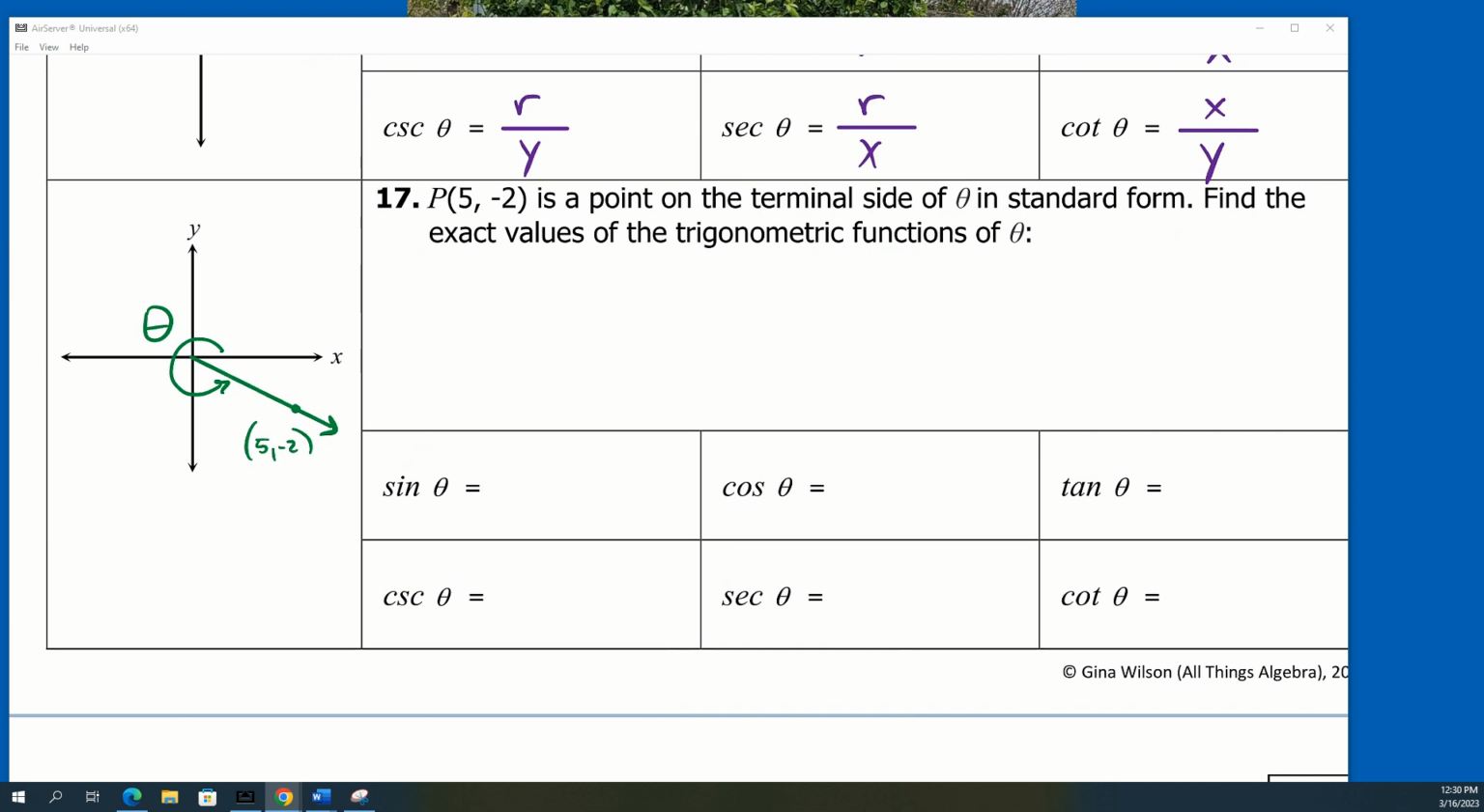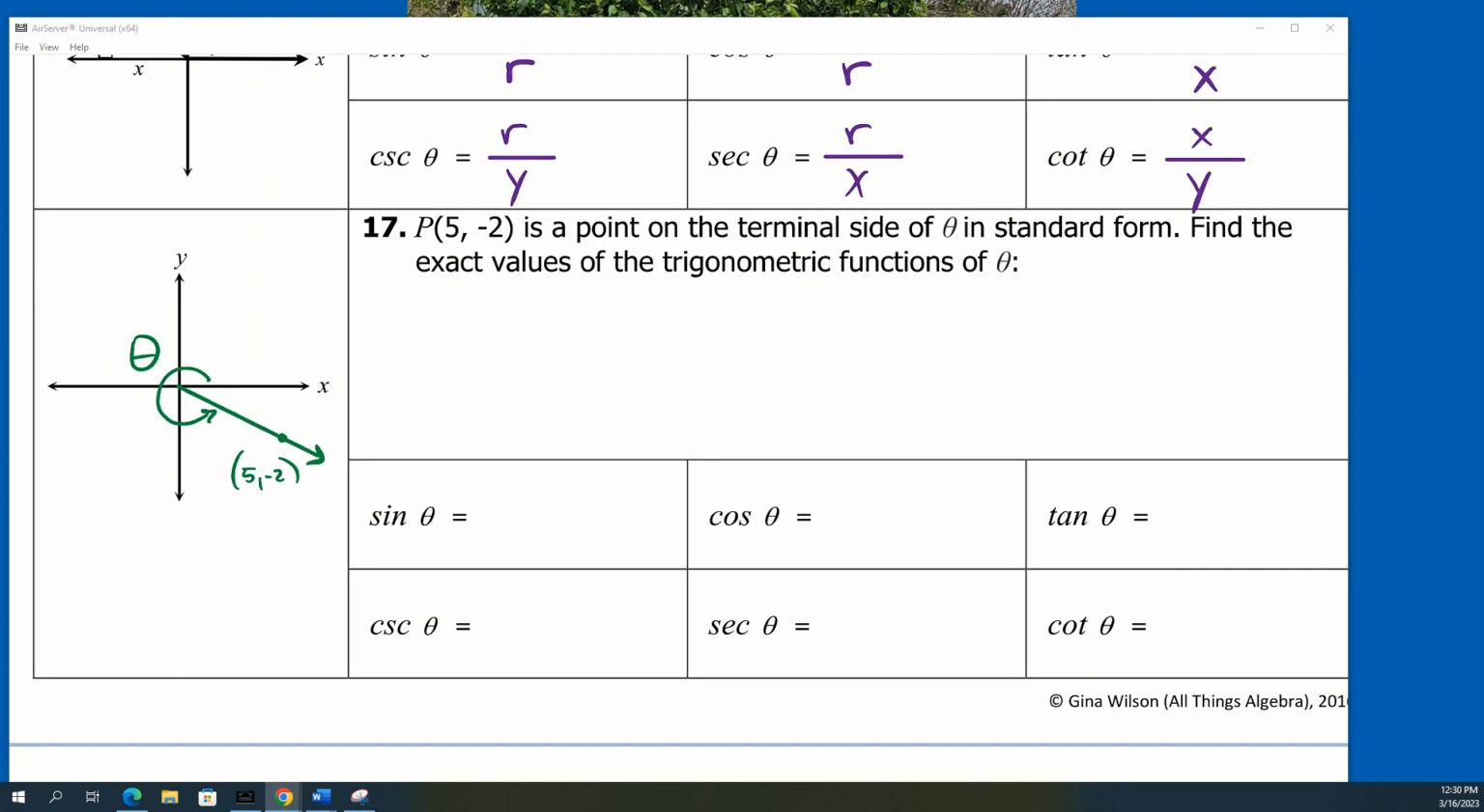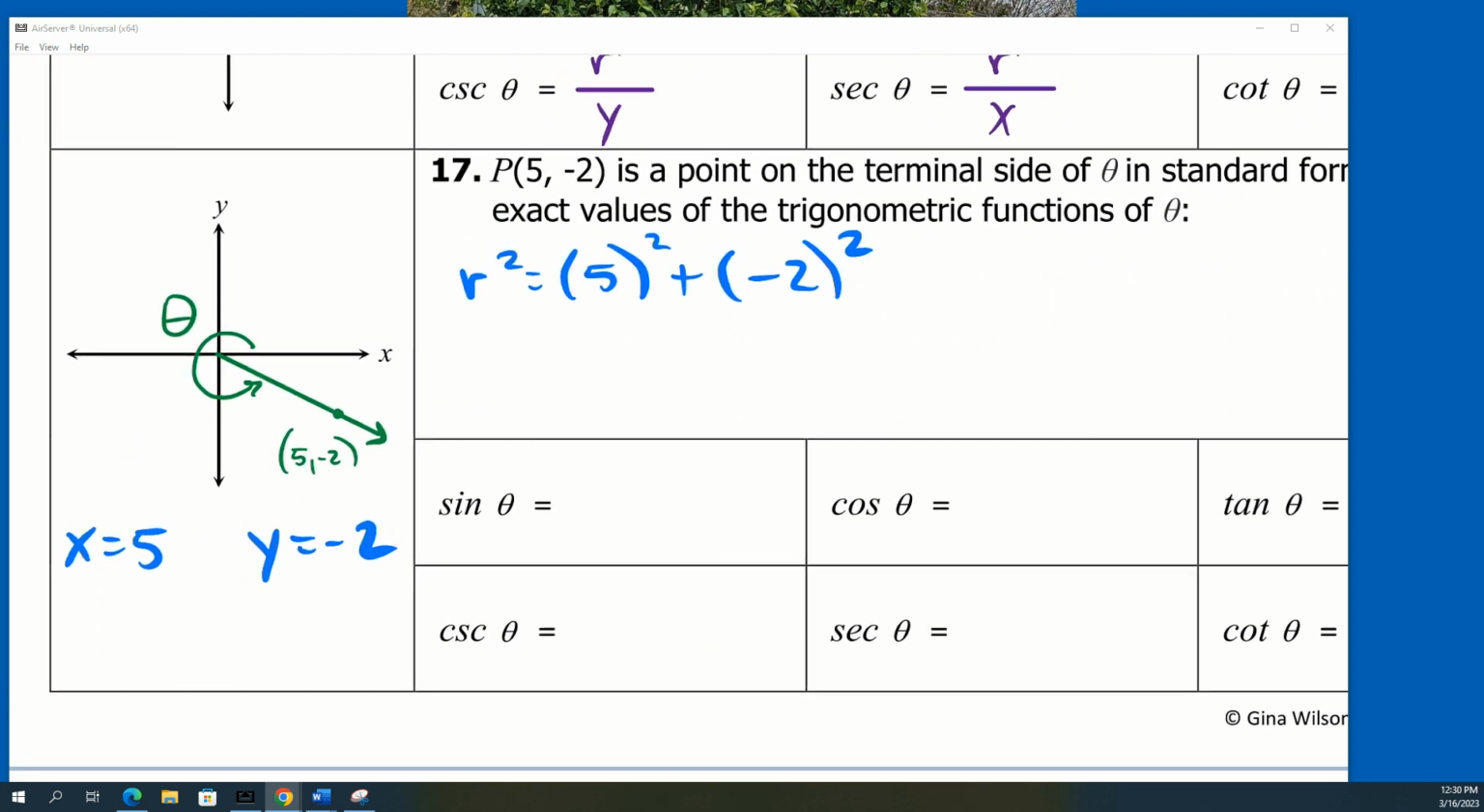Okay, so what we need to do first is find r. So x squared plus y squared is r squared. I'm going to flip that around and say that r squared is x squared, which in this case is 5, plus y squared, which in this case is -2. So x is 5, y is -2, sorry. And that just comes from the ordered pair, the x coordinate and the y coordinate.